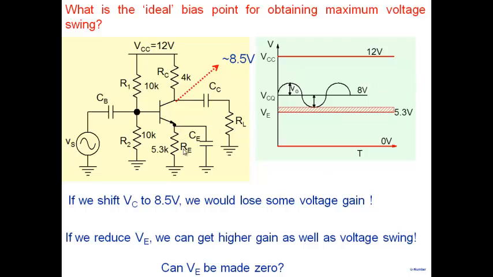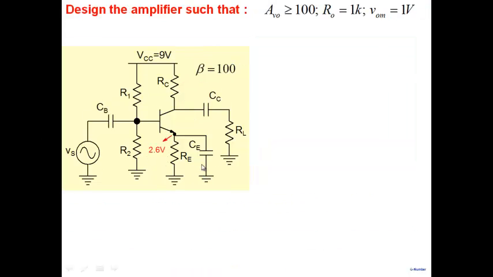Why did we put this RE? For bias point stability. Remember we had put that. So if I reduce my value of RE, or I reduce the drop, my bias point stability will begin to suffer. Okay, so that's the price that I will have to pay here. So we'll see in a minute how you choose here.